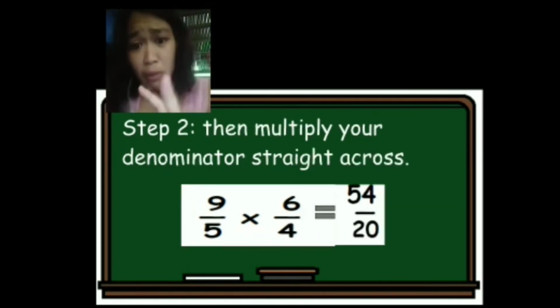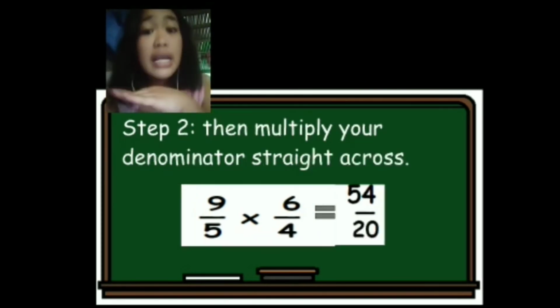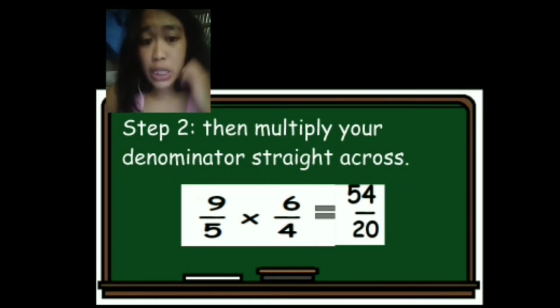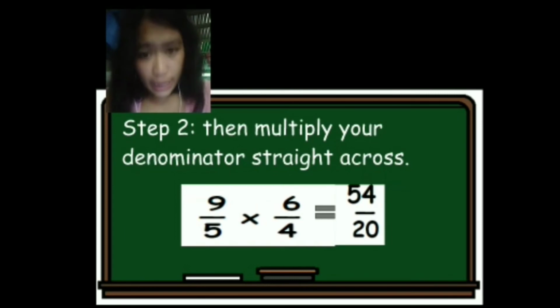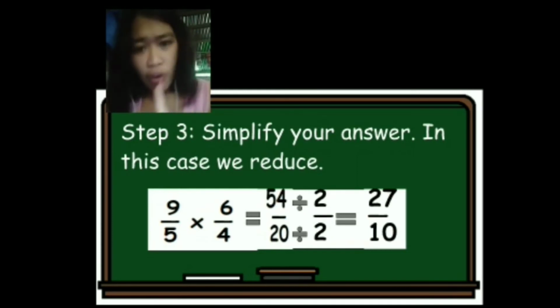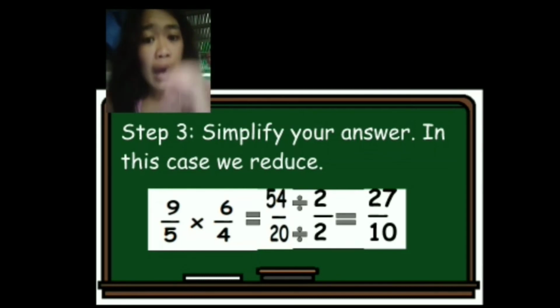Step 2, again, we multiply the denominators straight across. So we have 5 times 4 is equal to 20. So we have the result 54 over 20. Is that the answer already? No, we need to proceed to step 3. What is step 3? Of course, we need to simplify your answer. In this case, we need to reduce because 54 over 20 is a very big result, so we need to reduce it into a smaller one.